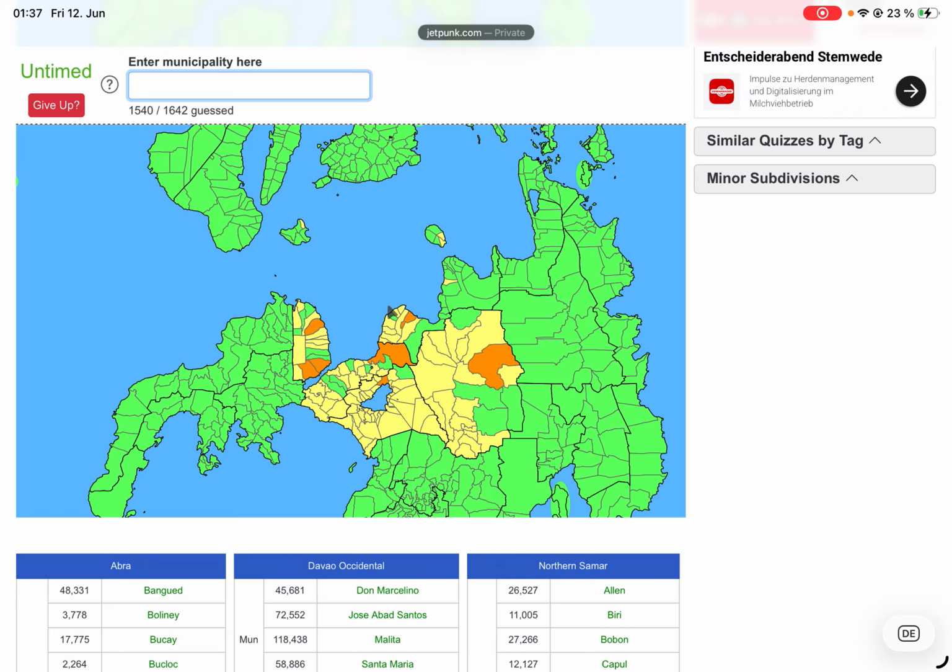Okay, let's continue with the western part of Misamis Oriental. In the western part, we also have one component city named El Salvador. Then we have the other municipalities named Opol, Alubijid, Laguindingan, Manticao, Naawan, Initao. We already named Libertad right here. And then we have Jasaan, and of course Laguindingan. All right.